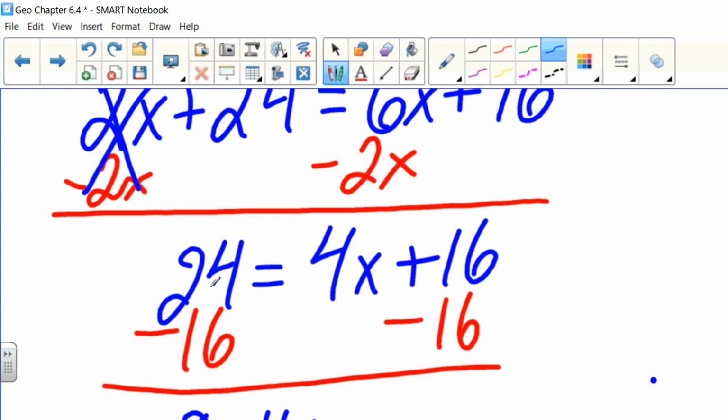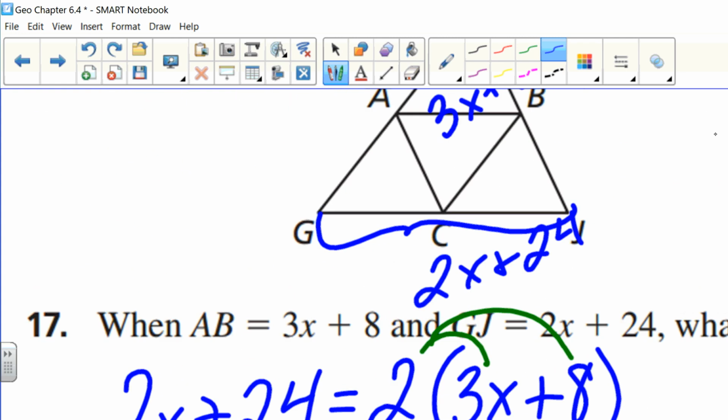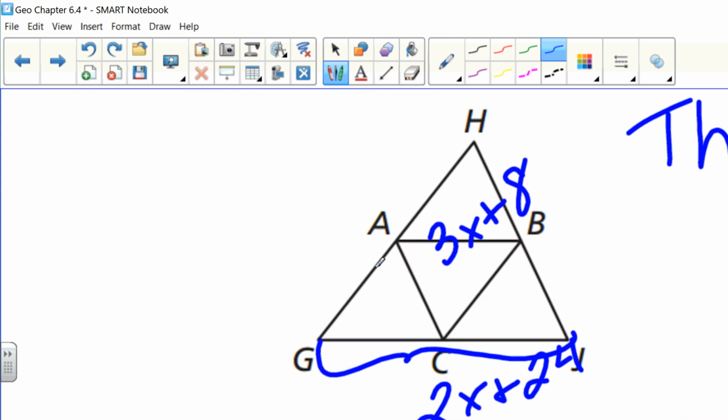Any questions on how we got the value of x? Now, what are we wanting to find the length of? Well, AB is defined by 3x plus 8. So we can do 3 times 2 plus 8. 3 times 2 is 6, plus 8 is 14. So AB is 14.